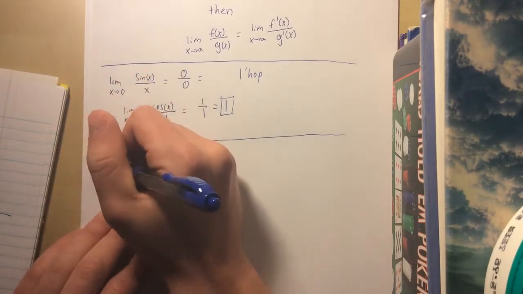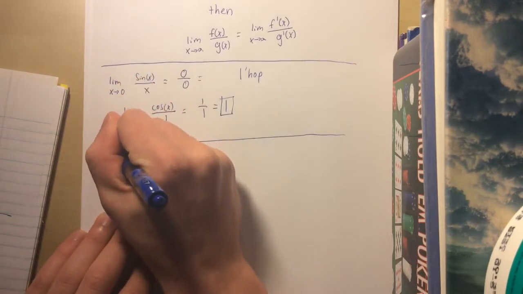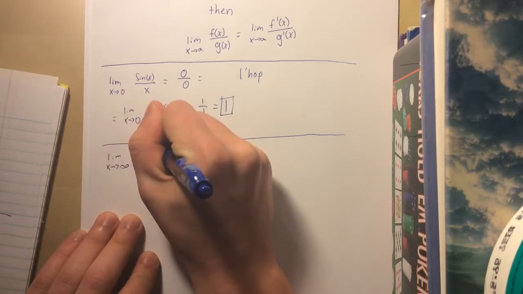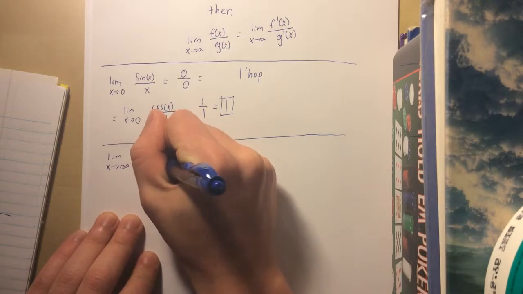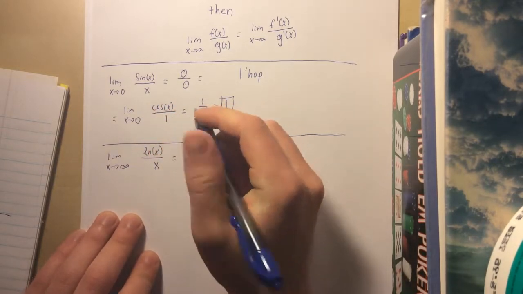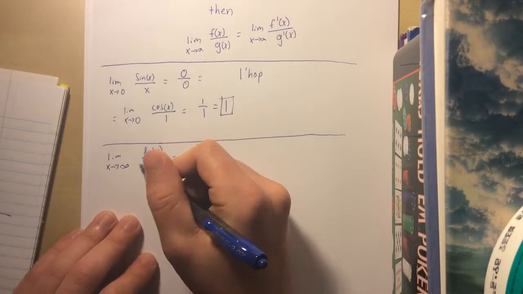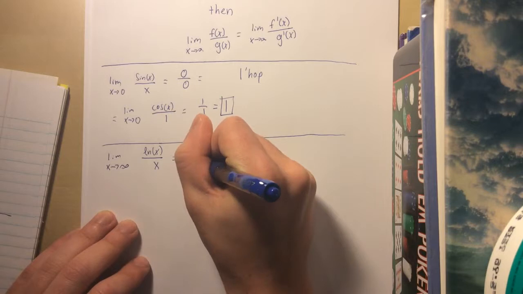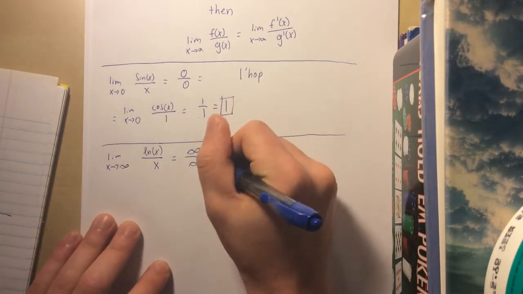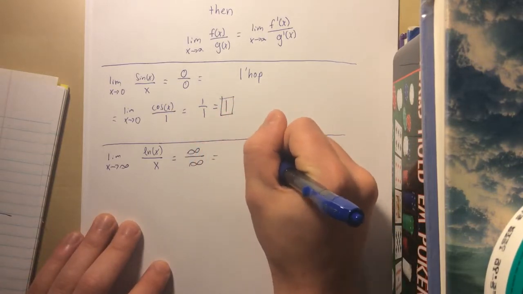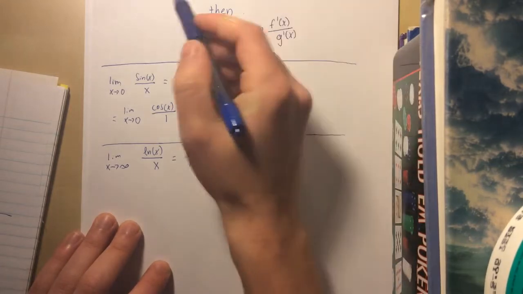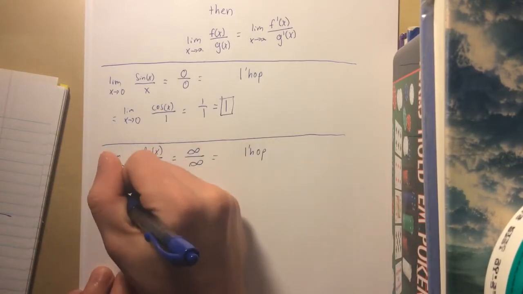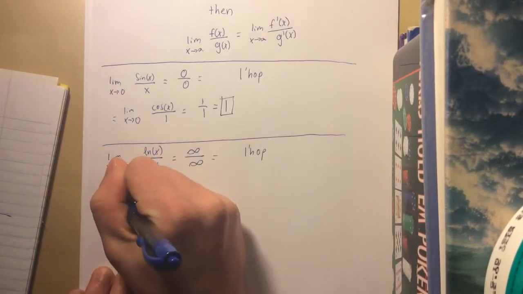So we have the limit as x approaches infinity of log x over x. Once again, if you evaluated this, log of infinity is infinity, and infinity is infinity. So we get infinity over infinity. And we're going to use L'Hopital's because it's infinity over infinity, and that's one of these. So what we're going to need to do now is take the derivative of the numerator and the denominator.